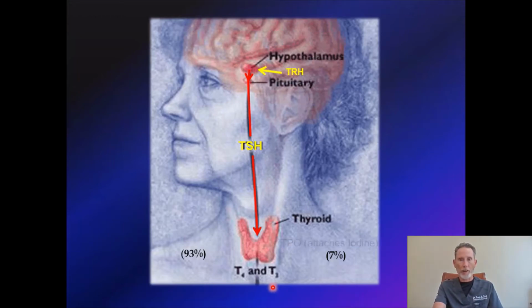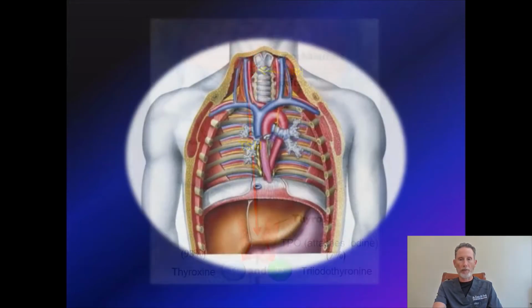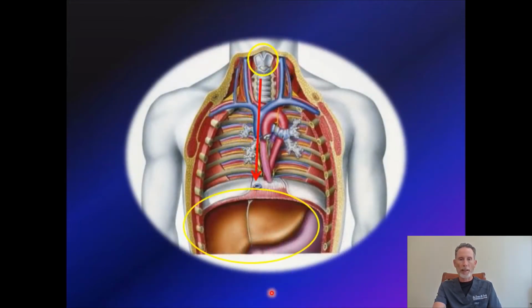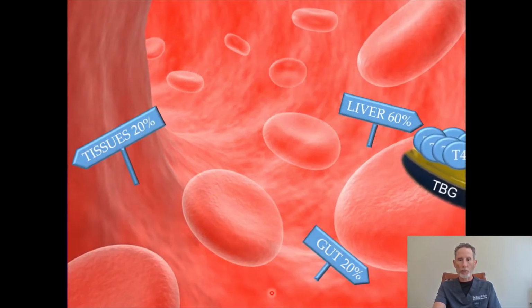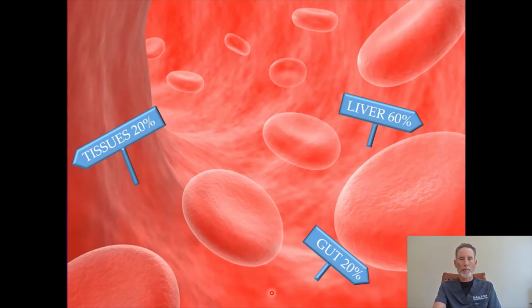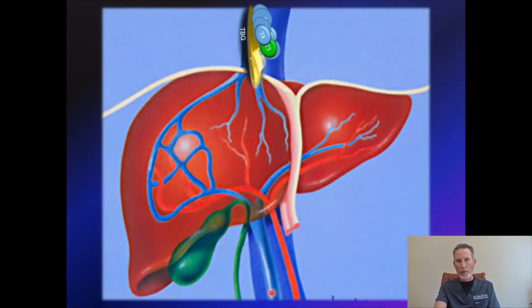So with that said, now we go from this slide here to our next slide, which shows us that T4 we've already seen, T3, yes, there's the active form. Now what's going to happen with that? It's going to go into the bloodstream and it's going to need to get on this boat you see here called TBG, thyroid binding globulin. It's going to have to go somewhere and be converted. Now you'll see 60% of that conversion is going to occur right there in the liver. 20% will happen in the gut.